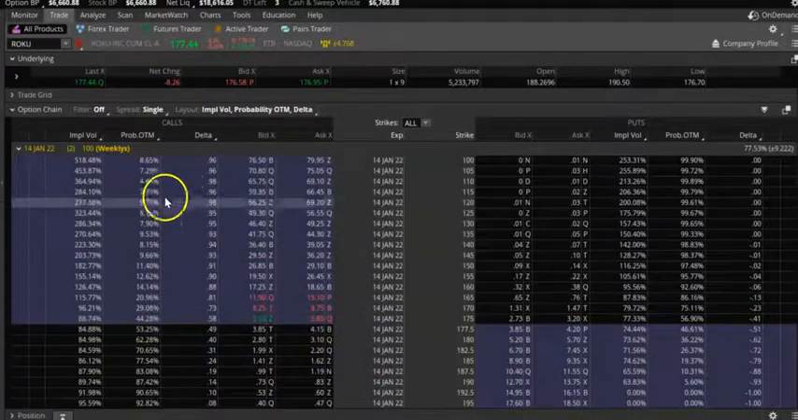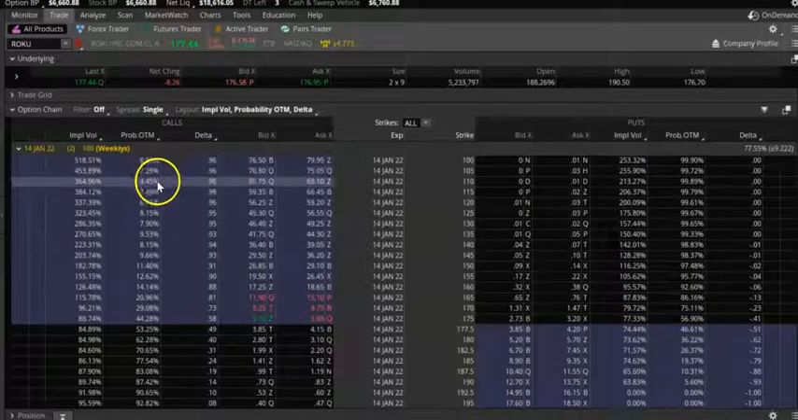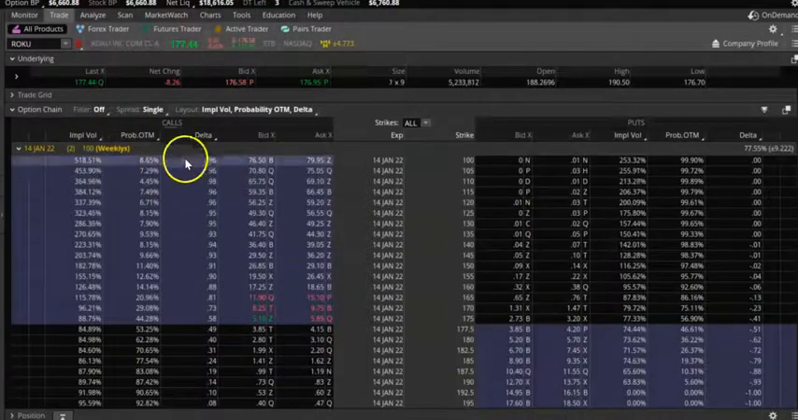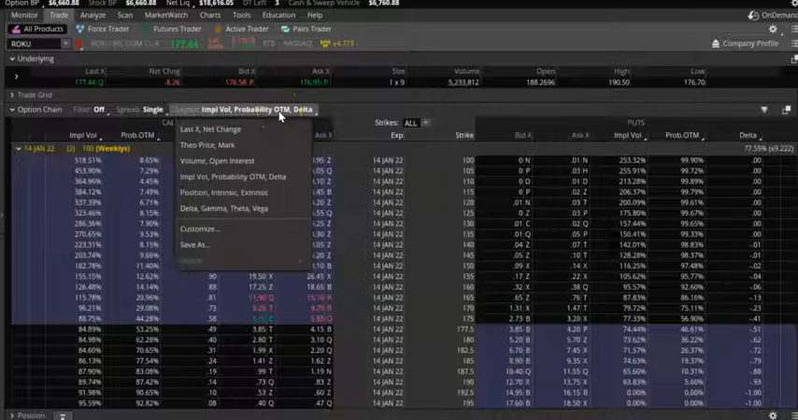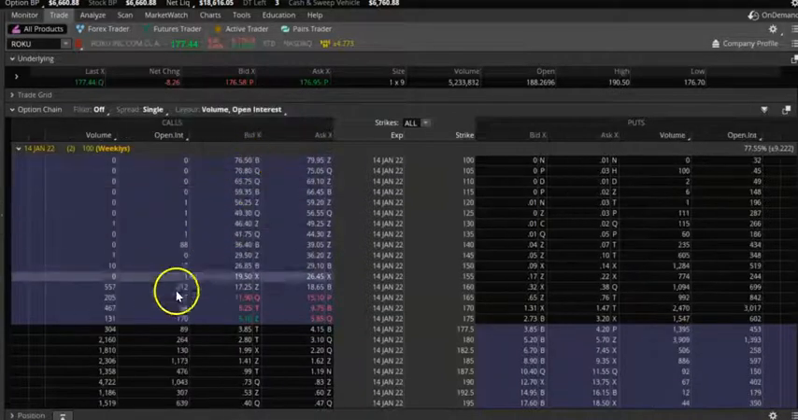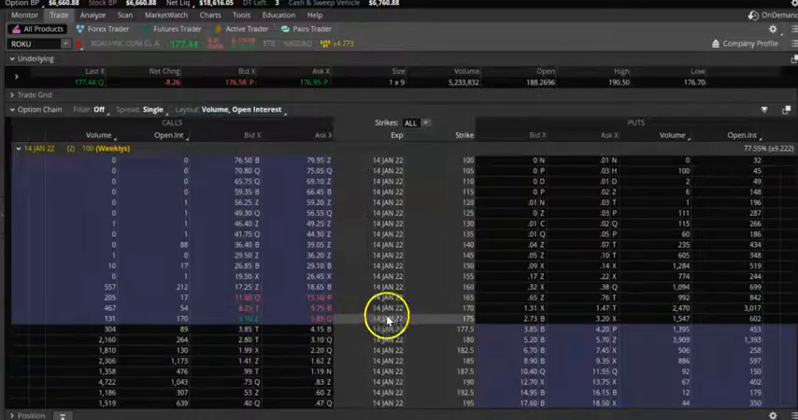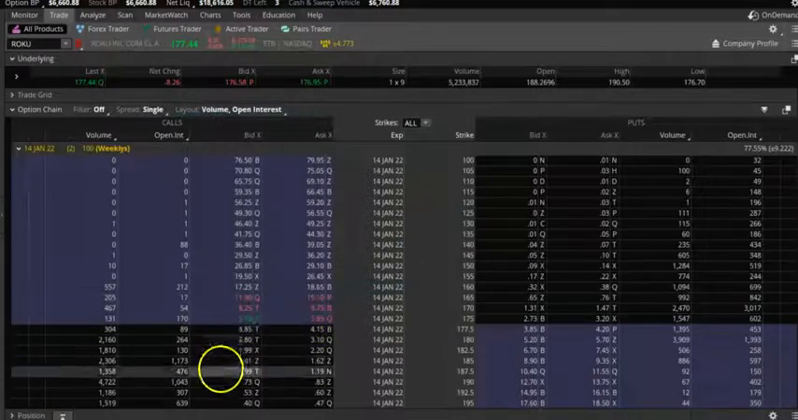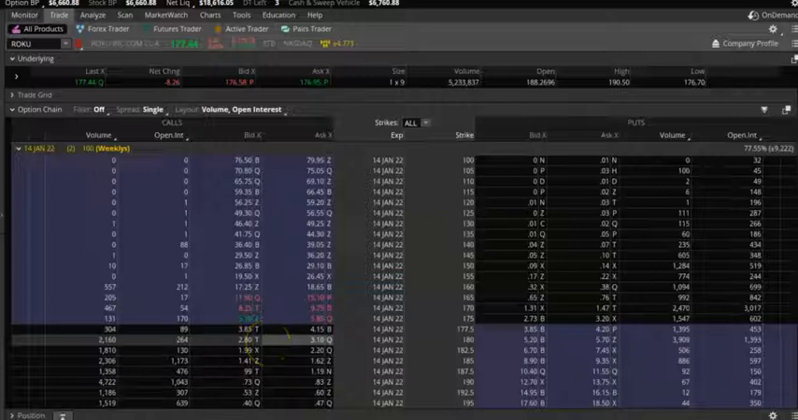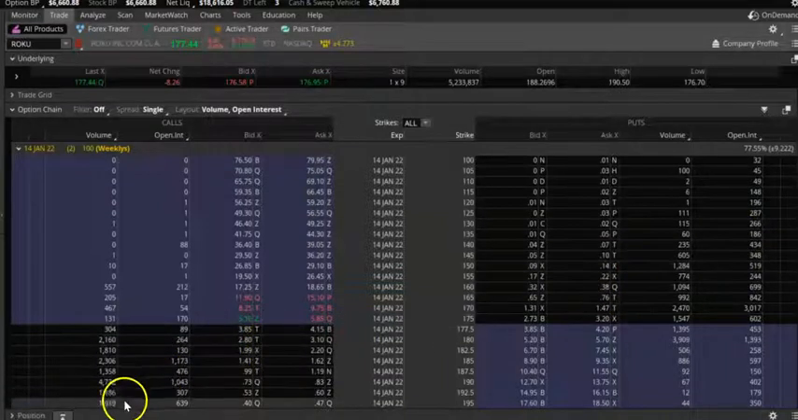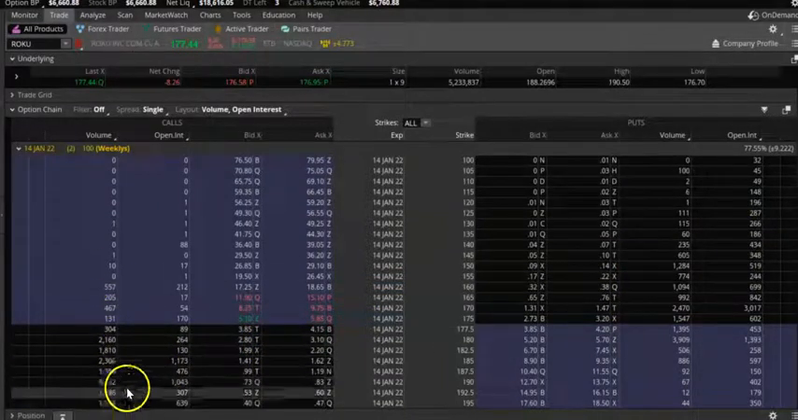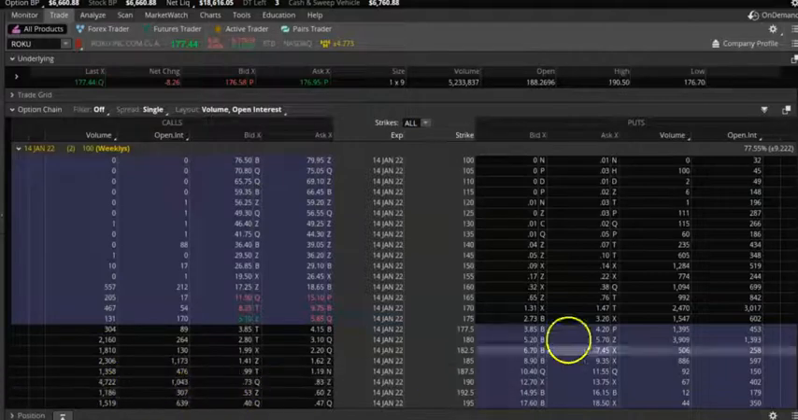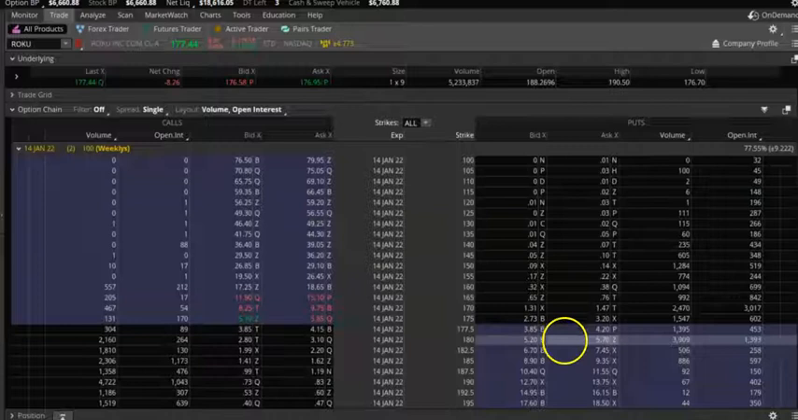So if you look here, if you want to look at the volume, let's say volume and open interest. If you see certain strikes, you will not see good volume. For example, here, sometimes it's not very high volume. You will not be able to close because the bid ask spread is very high.